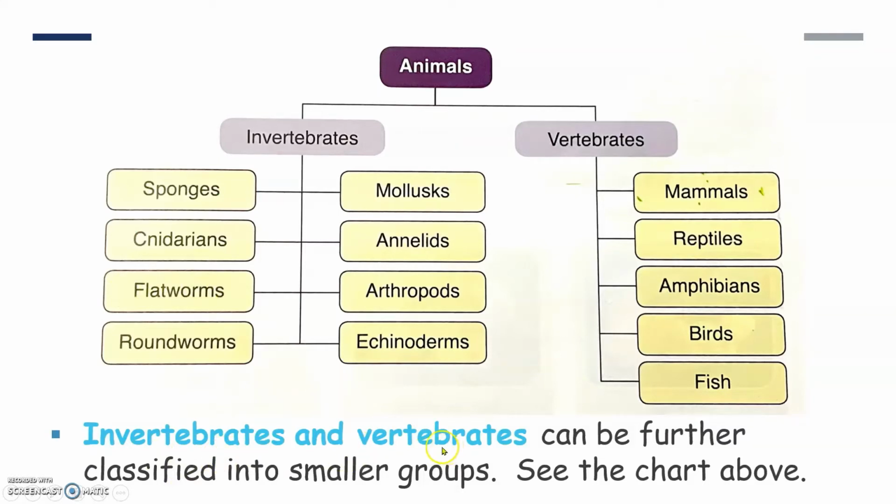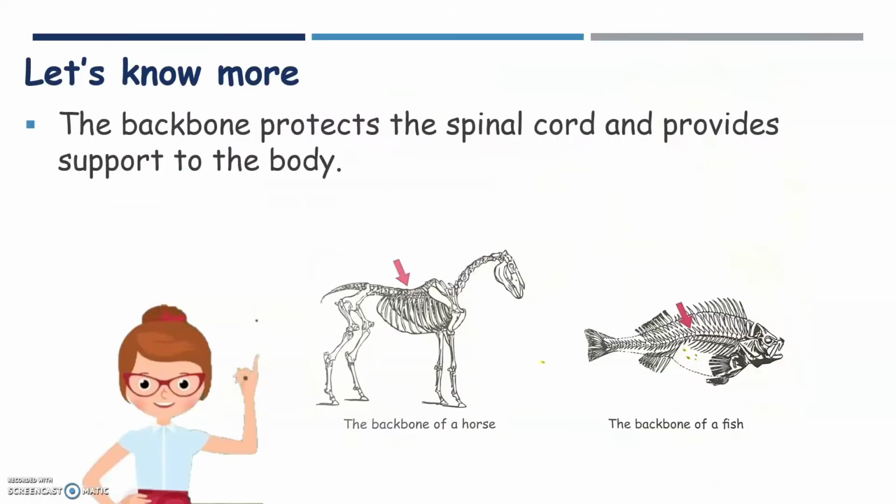Invertebrates and vertebrates can be further classified into smaller groups. See the charts above. Let's know more. The backbone protects the spinal cord and provides support to the body.